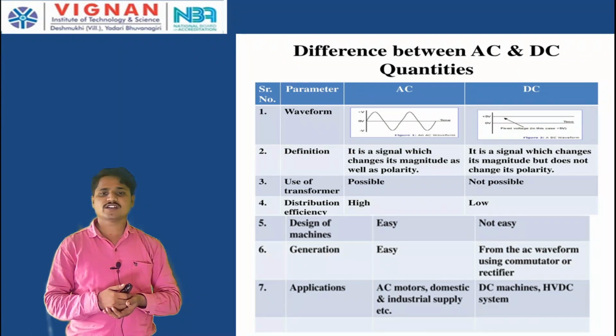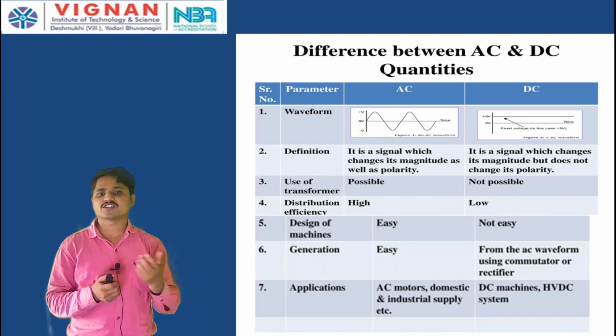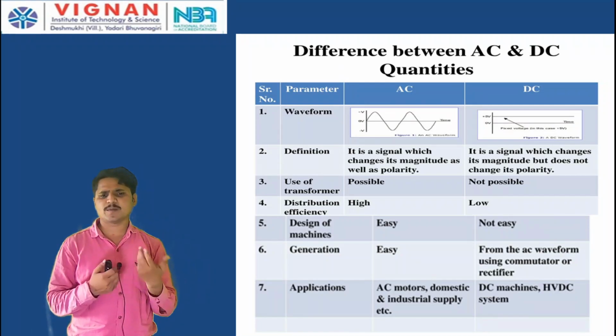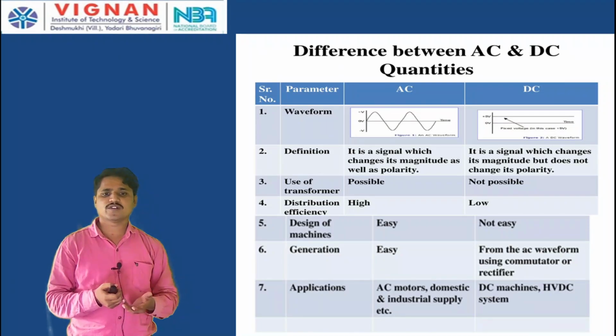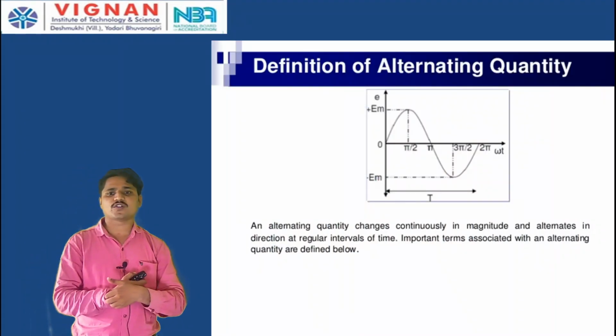So, these are some of the advantages and disadvantages, and the differences between AC and DC. Why do we have to prefer one? Depending upon the application only, we go for either AC or DC. Now, next one is the definition of alternating quantity.